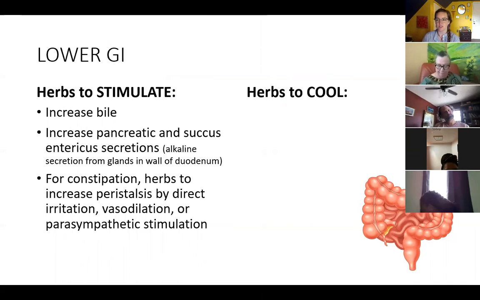Okay, so lower GI herbs to stimulate. Do you have a deficiency? You need to increase the bile flow, increase the pancreatic, and okay, these secretions I don't know a lot about, but this is the alkaline secretions from the glands in the wall of your duodenum, which is right after the stomach.